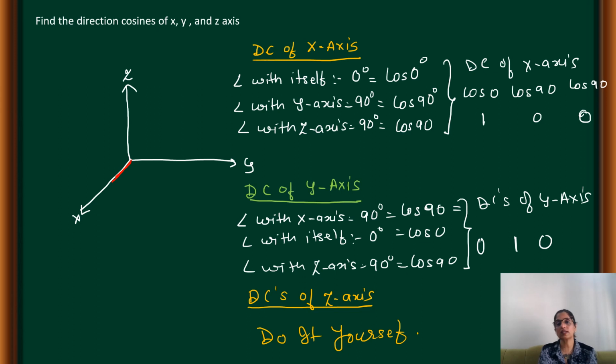Direction cosines of z-axis, very easy. You can write down, follow the sequence and you all can do that. Okay, great. I hope so far you guys are getting it. At least what about 40-50% are you understanding with vectors?